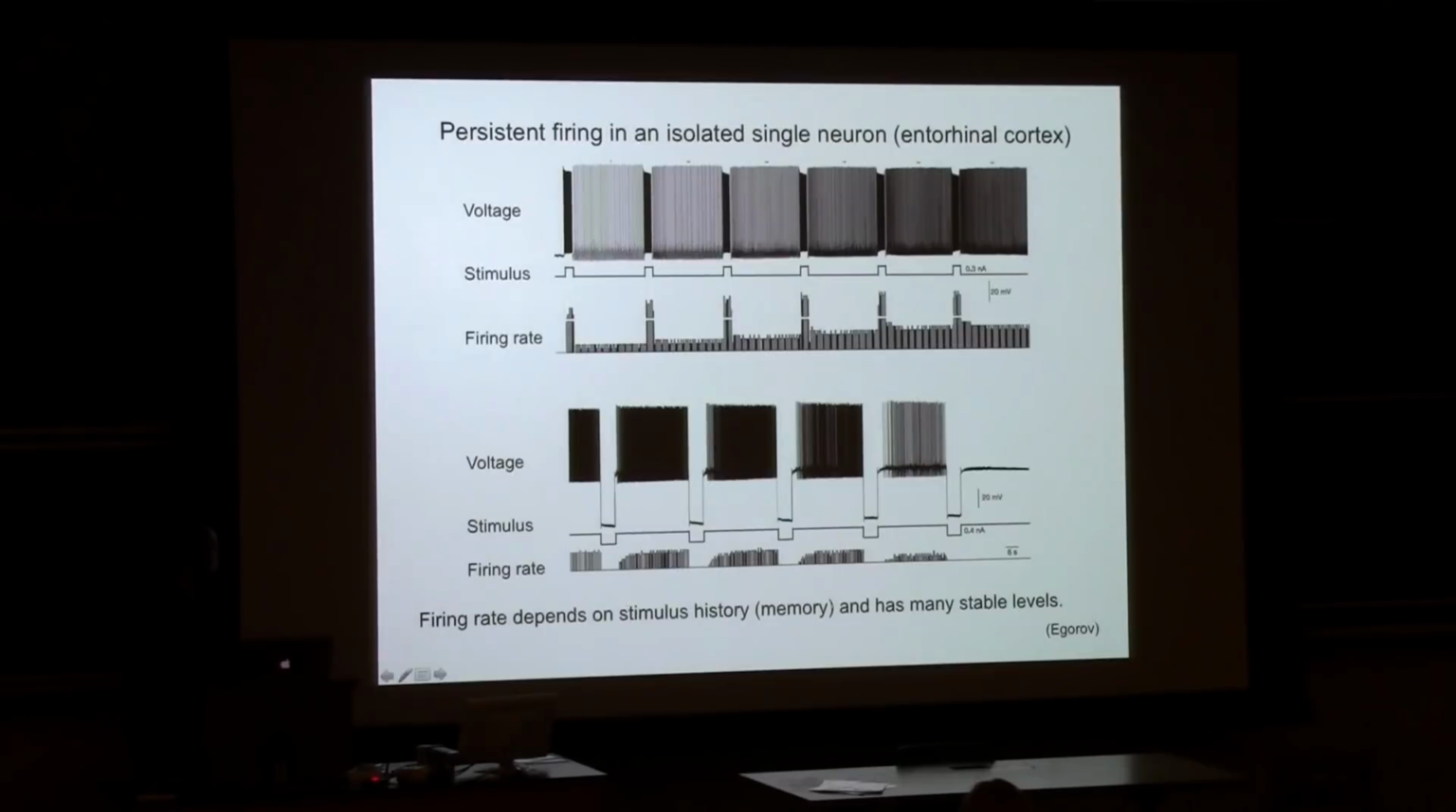And this can last many minutes, right? Some of the cells can last half an hour, for a very long time. And if you inject current in the opposite direction, the fire rate can go down, right? It's bidirectional. It's really pretty amazing. This was first found in the entorhinal cortex. It's where you found those grid cells. Remember the grid cell, the periodical. That's the same brain area.